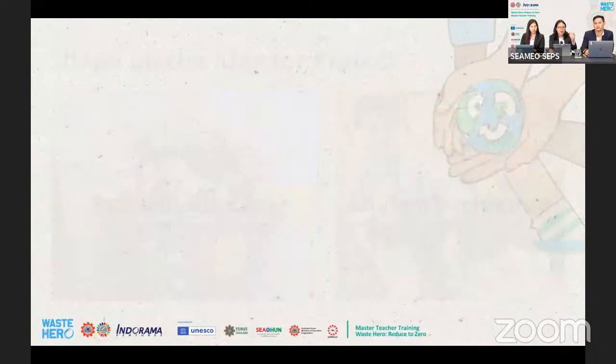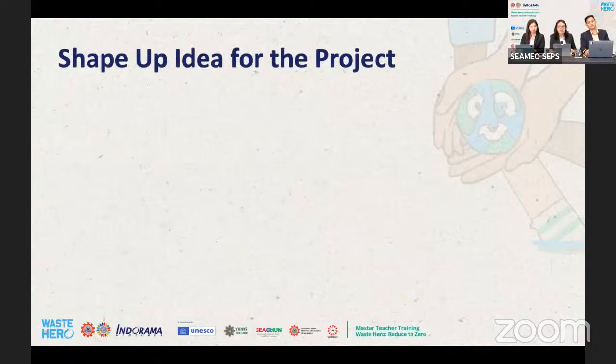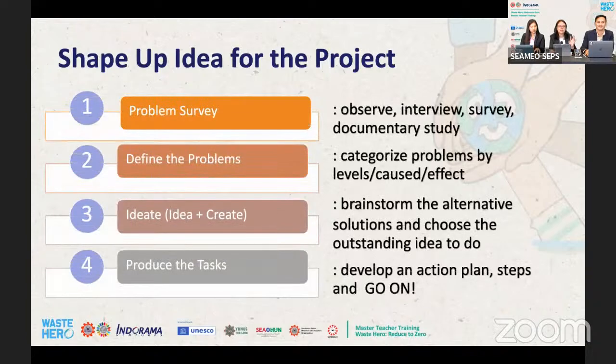And the diagram that I will show you is the steps for teachers to facilitate students to generate the project. Okay, let's see, what are they? There are four steps. The first one, we have to let students do a problem survey first. The way to do the problem survey may be observation, interview, survey, or documentary study.